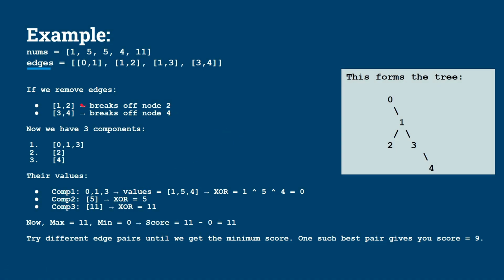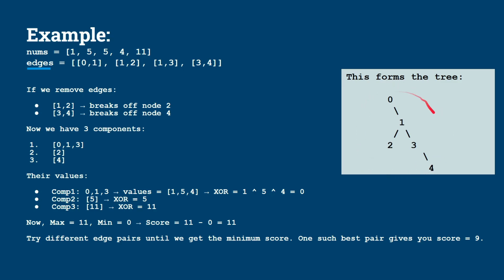For example, very shortly, let's suppose we have these examples given, so it will form the tree like this, right? Because we have been given edges 0 1, 1 2, 1 3 and 3 4, so if you connect all, you will form this tree. If you remove the first edge, 1 2, you break off node 2, and if you remove this 3 4, now how many components are we left with? 0 1 and 3, then 2 is alone and 4 is alone, right?